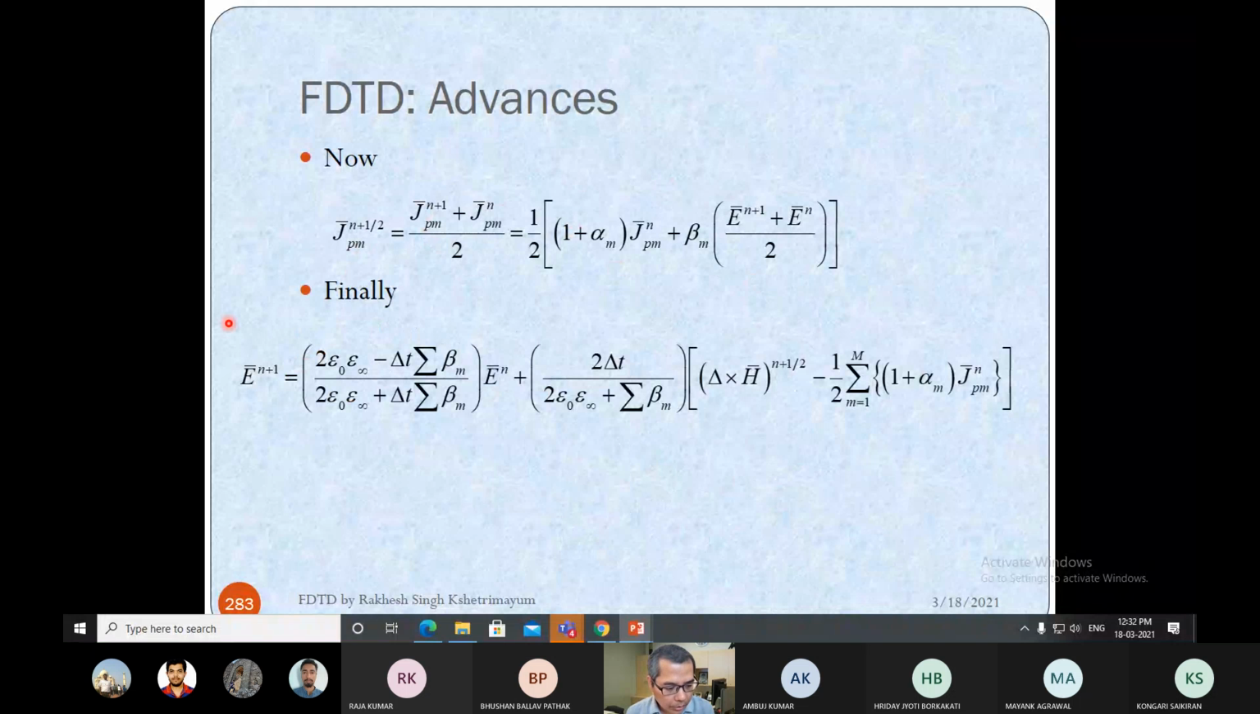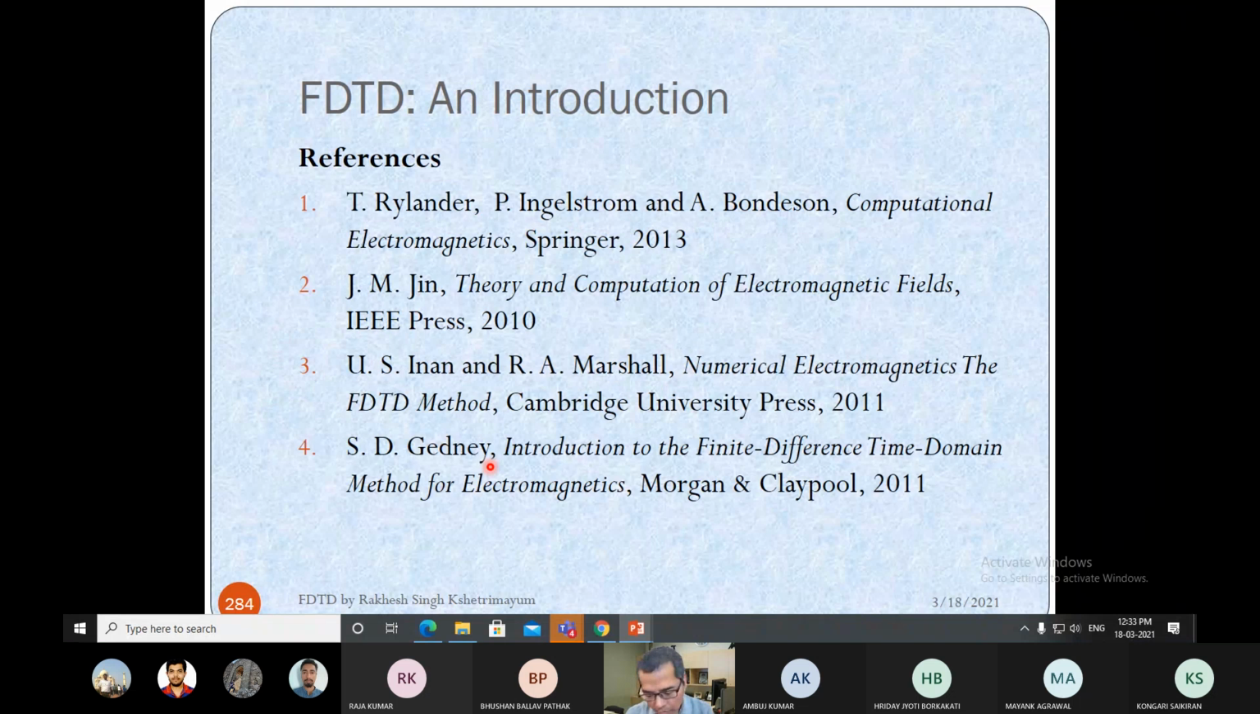So the final update equation for the electric field would be E at n+1, this constant times E at n, then this constant times curl of H at n+1/2, minus half summation m going from 1 to capital M, 1 plus α_m, J_PM at n. So these relations are very similar for all the models, except that there's some change in the parameters, these constant terms. Okay, so that's all for this finite difference time domain method.